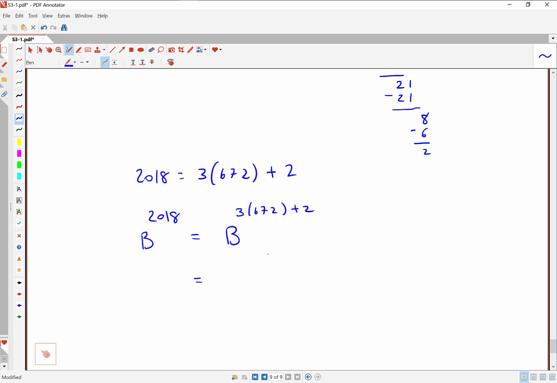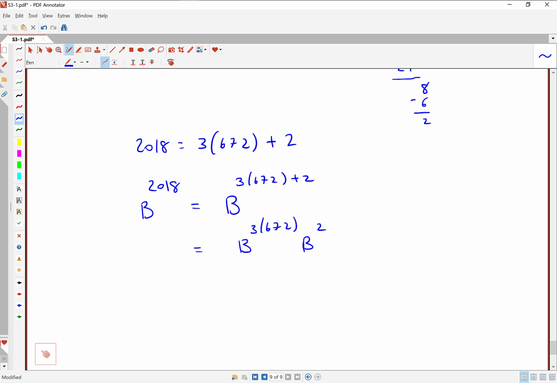So first exponent rule is that a sum in the exponent turns into a product. So b to the 3 times 672 times b squared. And then the other thing that happens is if you've got a product in your exponent, that's like an exponent raised to another exponent. So this is like b cubed to the power of 672 times b squared.